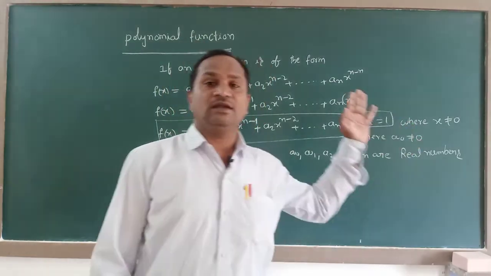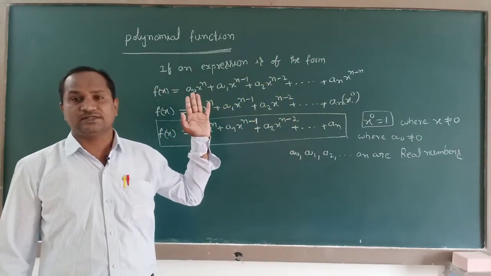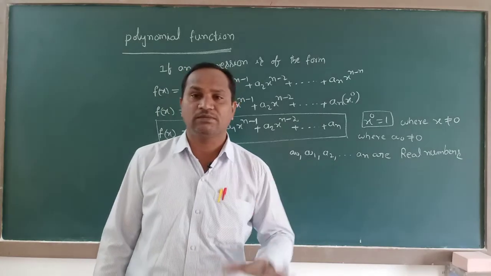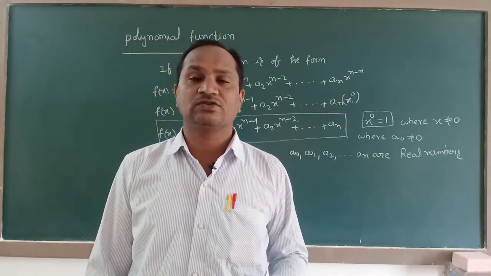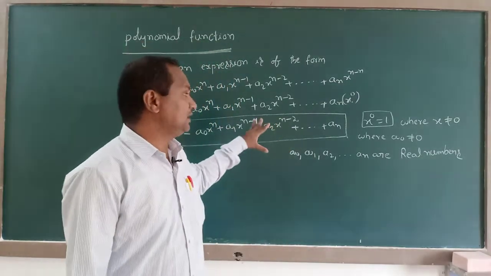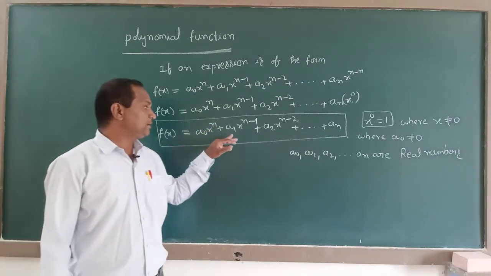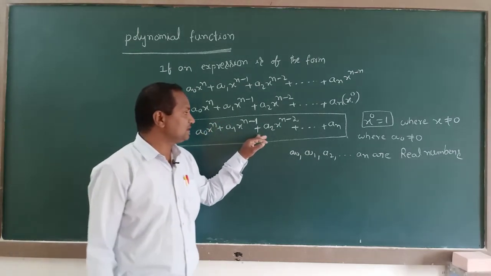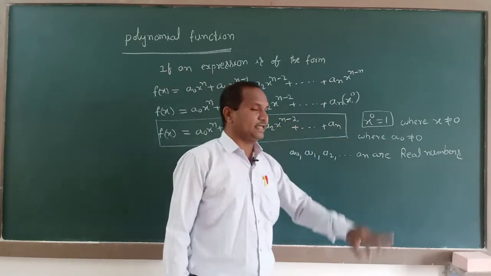But finally we can say about the polynomial function: in the case of a polynomial function, the domain is the set of all real numbers, the codomain is the set of all real numbers, and the range is also based on the set of all real numbers. It is the definition for the polynomial function: a naught x power n plus a1 x power n minus 1 plus a2 x to the power of n minus 2, and so on up to an.